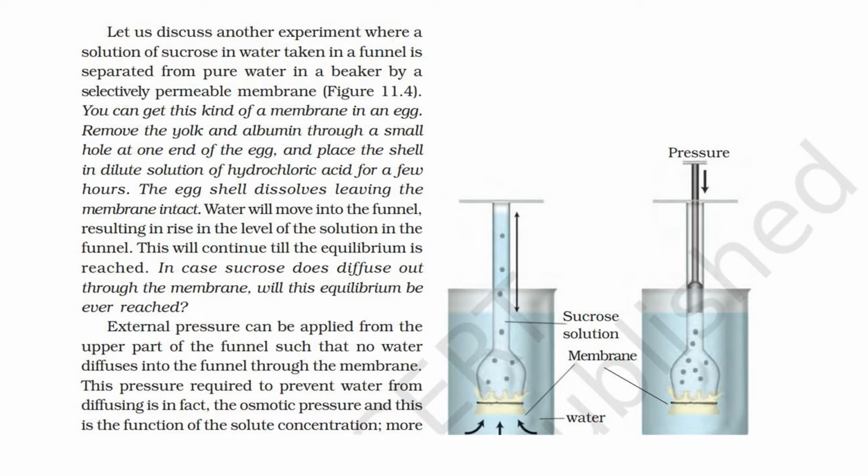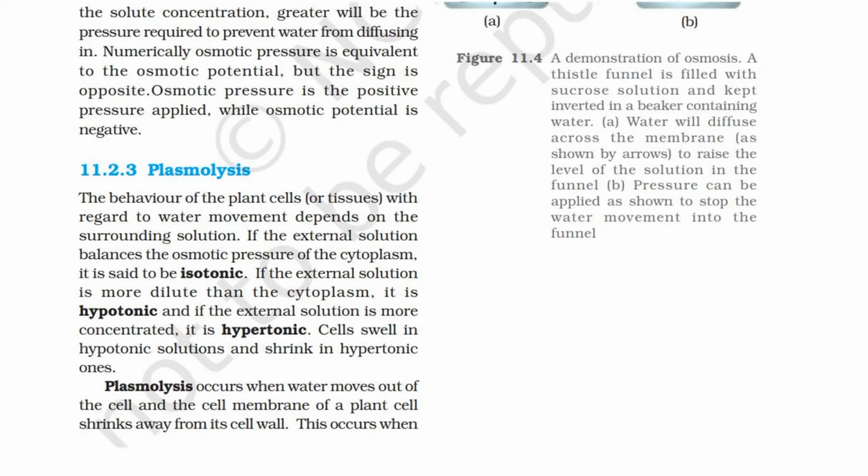External pressure can be applied from the upper part of the funnel such that no water diffuses into the funnel through the membrane. This pressure required to prevent water from diffusing is in fact the osmotic pressure, and this is a function of the solute concentration. More the solute concentration, greater will be the pressure required to prevent water from diffusing in. Numerically, osmotic pressure is equivalent to the osmotic potential, but the sign is opposite. Osmotic pressure is the positive pressure applied, while osmotic potential is negative.